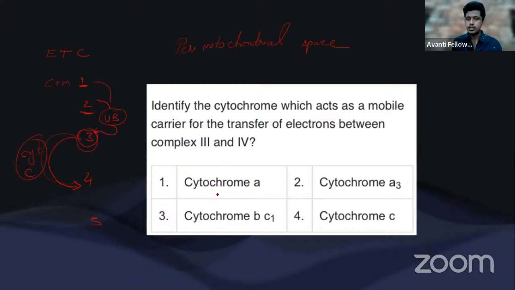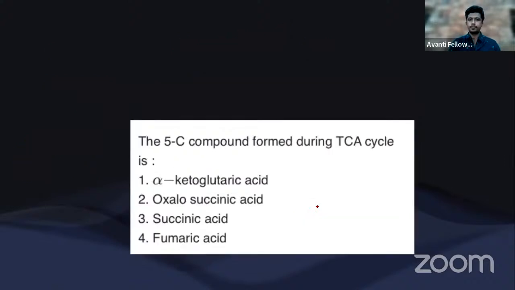So our answer is what, students? It is cytochrome C. And the rest of the cytochromes are a part of either complex 3 or complex 4. So you just have to look into it. Okay. Let's go for the next question.